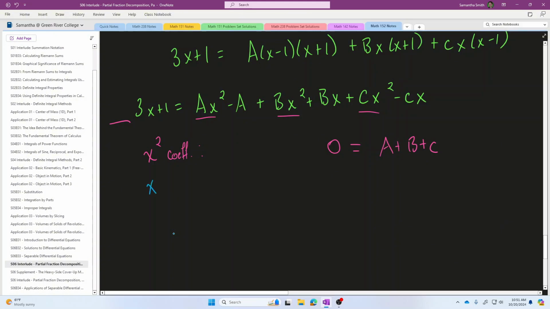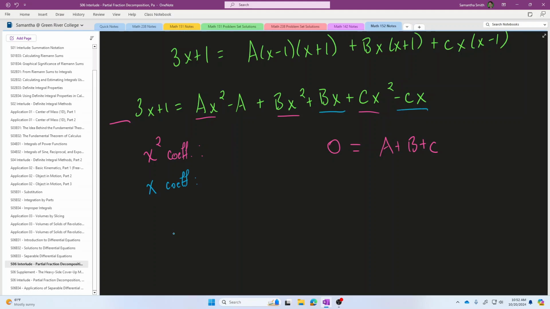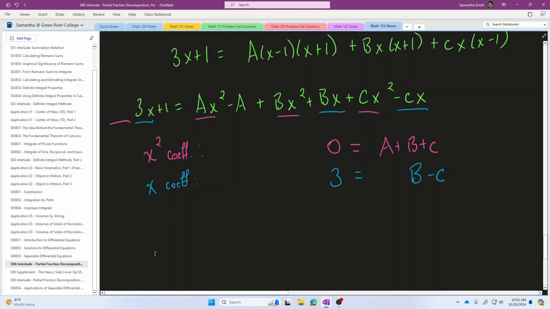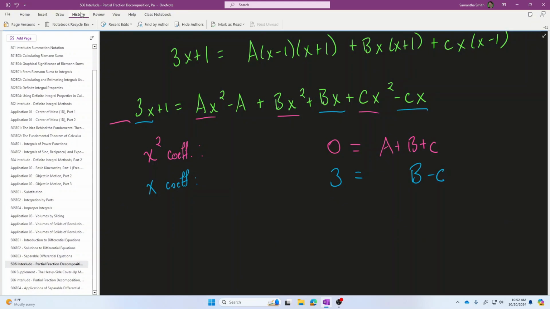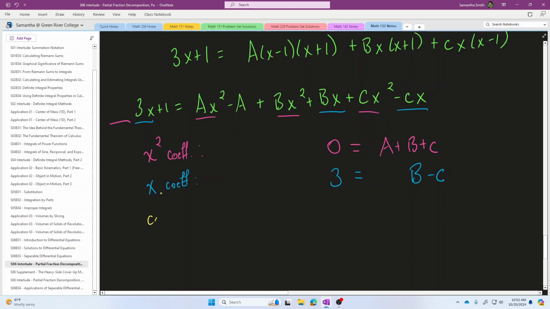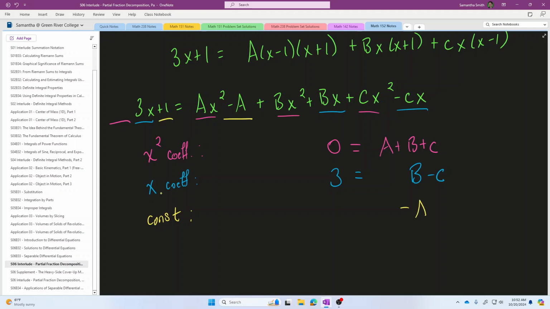Let's do the same thing for the x coefficients. If I look at the coefficients of x on the right, I get b and minus c. And on the other side of the equation, my coefficient of x is 3 units. And if I look at the constant terms, let's use yellow for that, constants, then I get negative a on the right and positive 1 on the left.